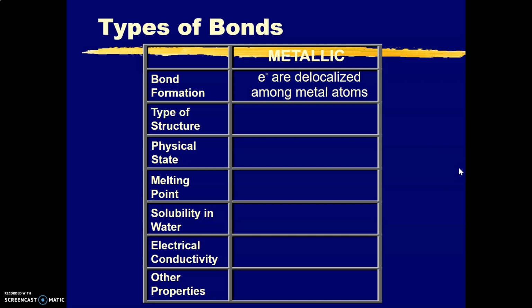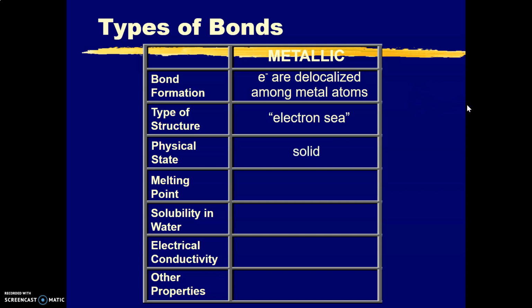For metallic bonds, they are delocalized among metals. And this is all just between metal to metal. That's it. So all those copper atoms, how they join together, all those gold, platinum, tin, all that other stuff. All right, the type of structure is called a sea of electrons. I'll show you a picture of this in the next couple of slides.